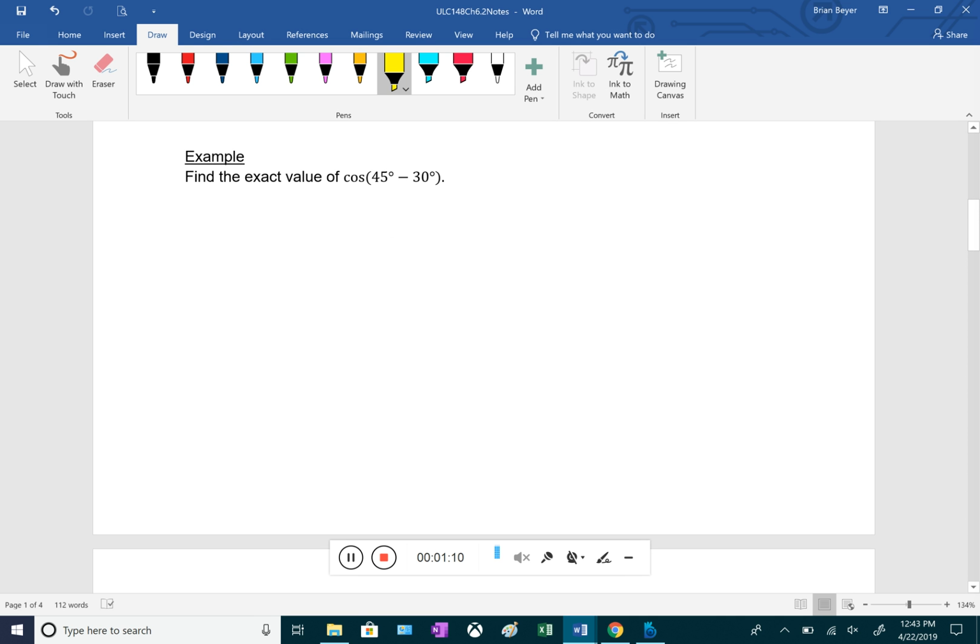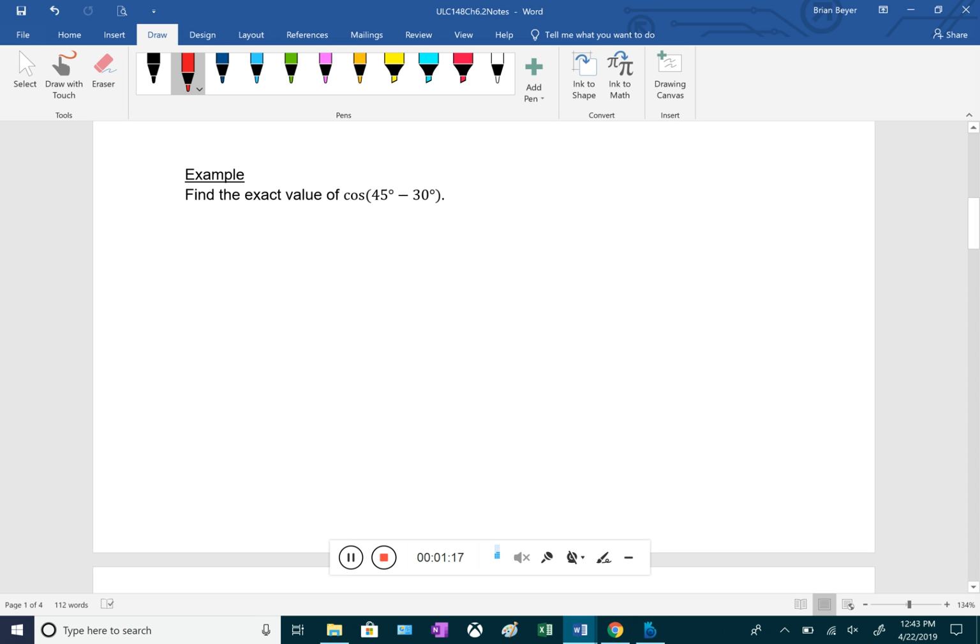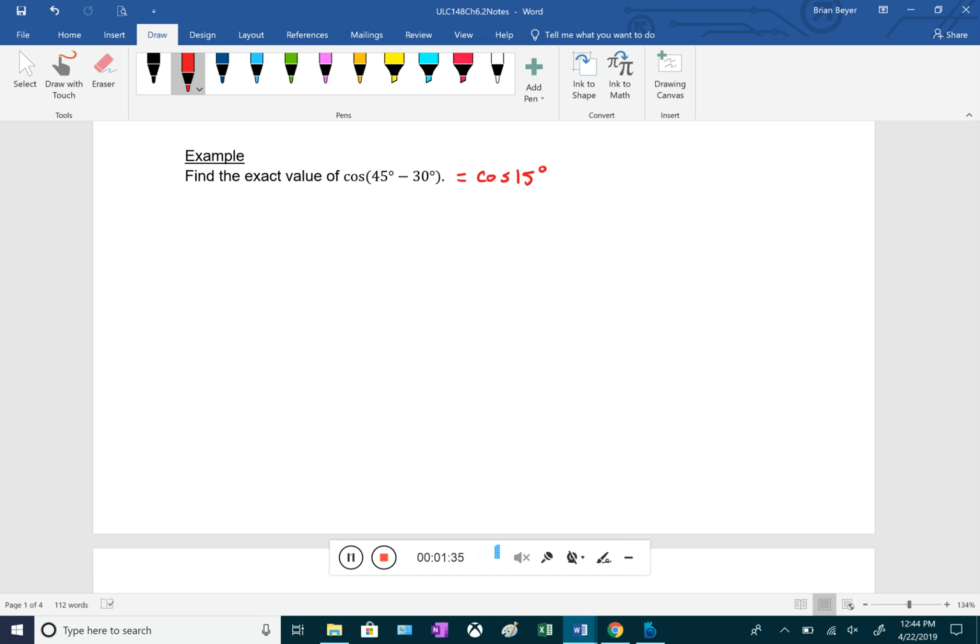So let's find the exact value of cosine of 45 degrees minus 30 degrees. First, it's good to note that this is just equal to cosine of 15 degrees, right? 45 minus 30. If this just said find cosine of 15 degrees without using your calculator, that's not one of our main reference angles that we know. Technically, it is a reference angle because it's between 0 and 90, but it's not one that we have memorized, or that's not on the table, so we have to use one of these formulas here.